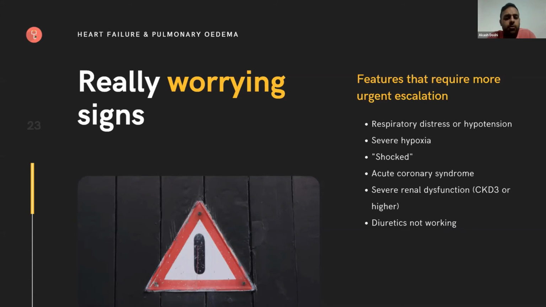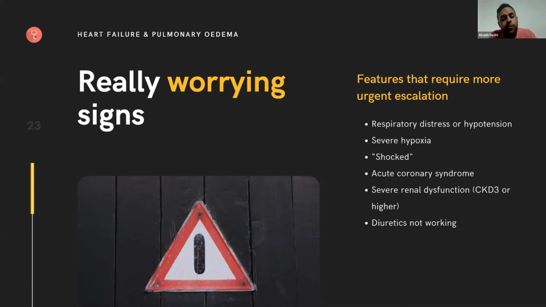Acute coronary syndrome, i.e. if the patient's having features to suggest a heart attack, essentially in our heart failure patients, they don't have much good functioning heart left. And so if they have a sudden heart attack, and that's not treated promptly, that might mean that they have almost next to nothing left at the end of that heart attack.